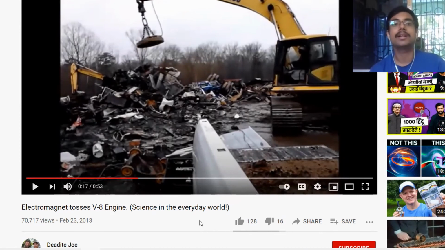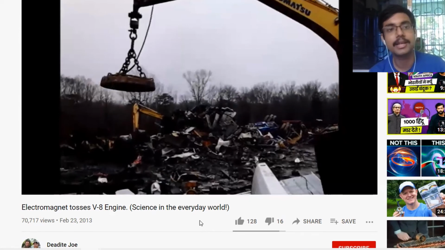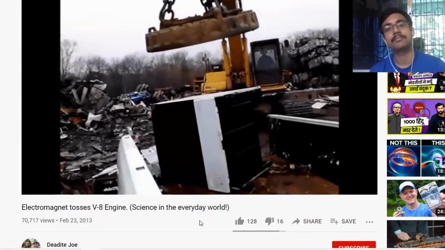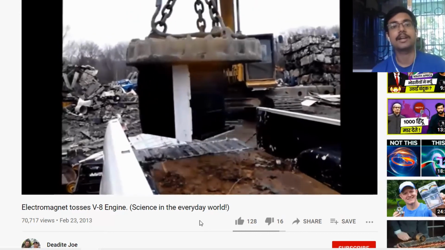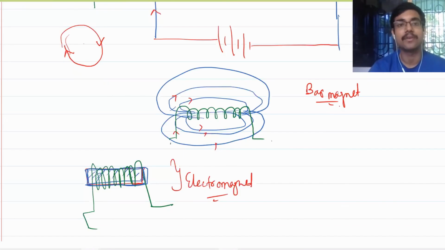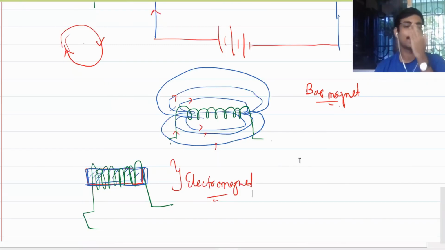When the current is flowing, it becomes magnetic. When they stop the current, it loses its magnetic nature. Are you getting my point? These electromagnets are very good when they are used for very huge objects. This concept of electromagnet has vast applications, okay? It has vast applications. How?